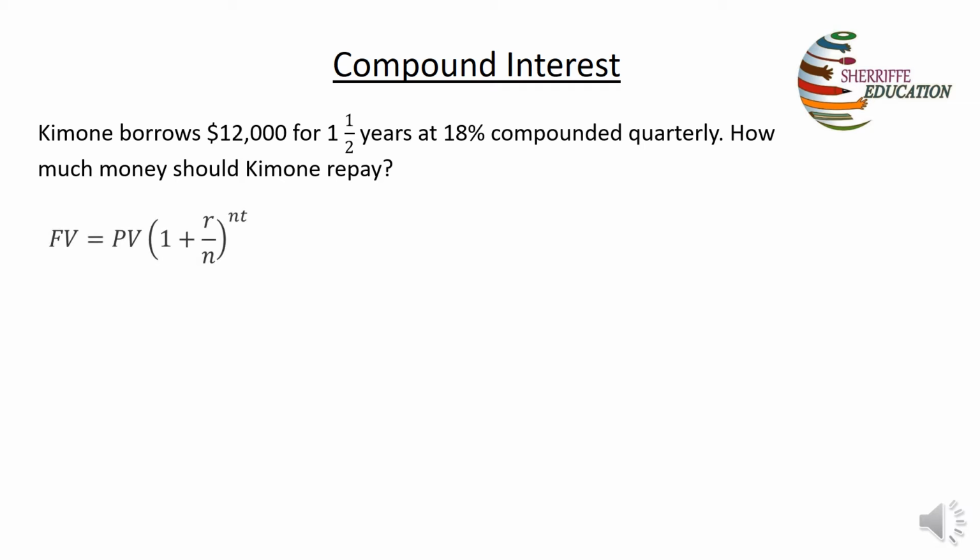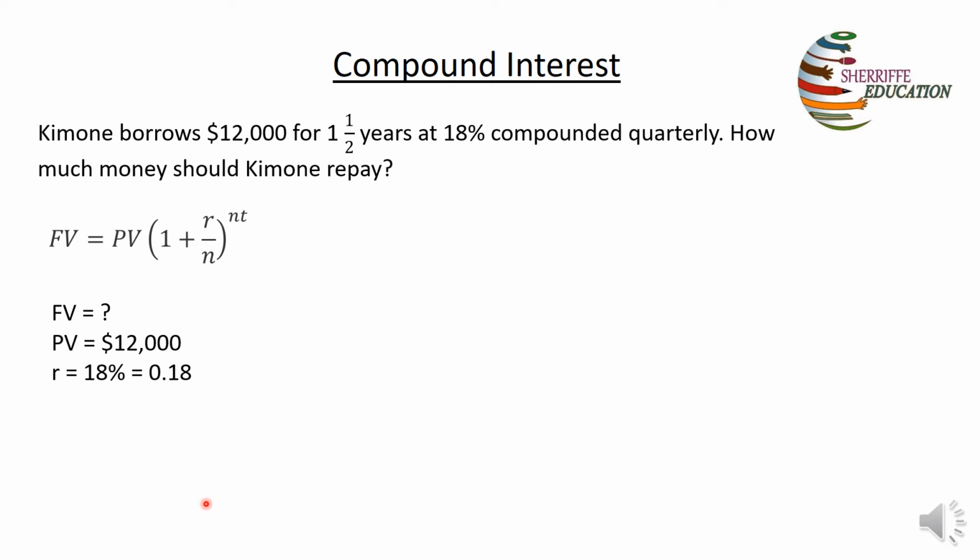So we'll start by writing the formula that's associated with compound interest. And as with almost all math problems, it's always essential for us to write down what we know. So what do we know? We know that we want to find the future value, because the question asks us how much money should Kimon repay. So that's the future value. The present value, remember, or the principal, is the amount being borrowed or deposited, and in this case, $12,000.